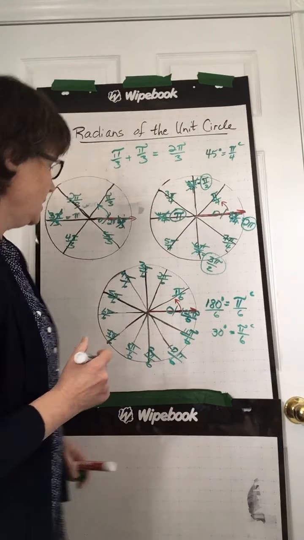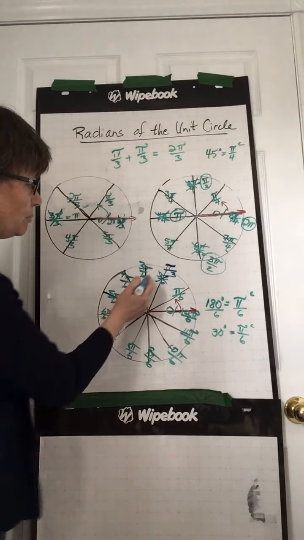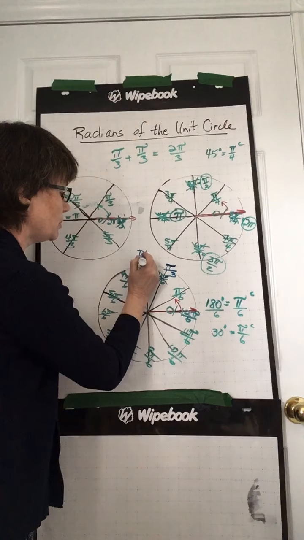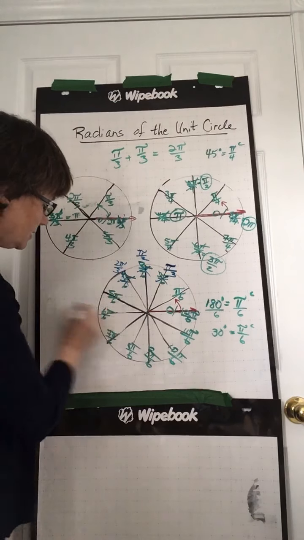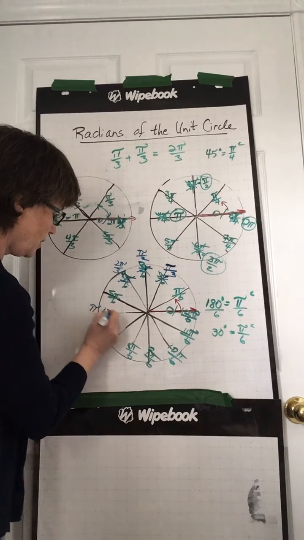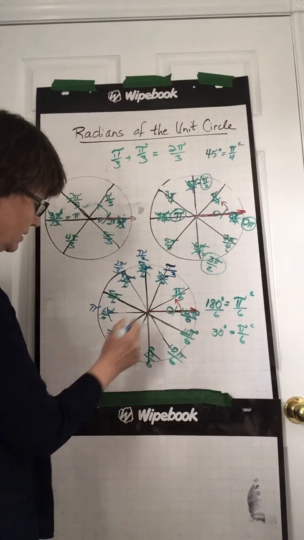Let's reduce the fractions. So, I'll use a different color this time. 2 pi over 6 can be better written as pi over 3. 3 pi over 6 better written as pi over 2. 4 pi over 6, better written as 2 pi over 3. 5 pi over 6 is good. 6 pi over 6, better written as pi.